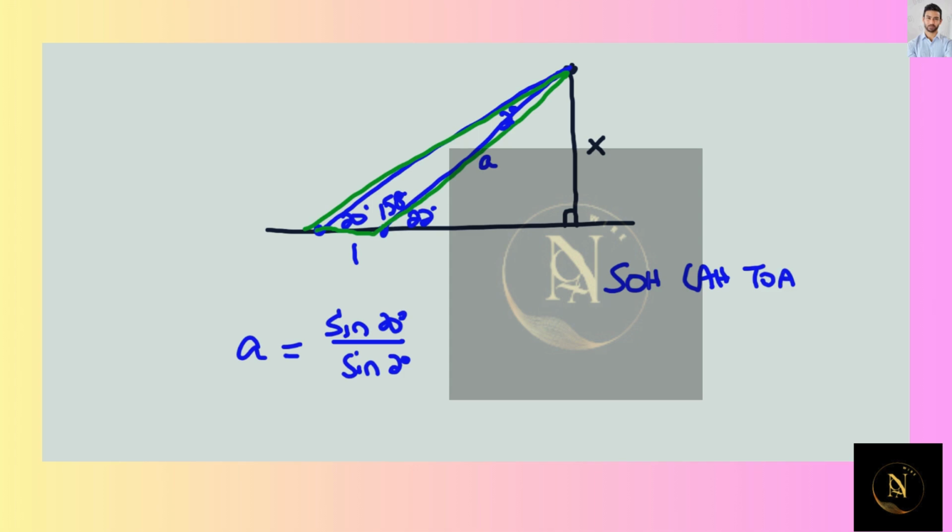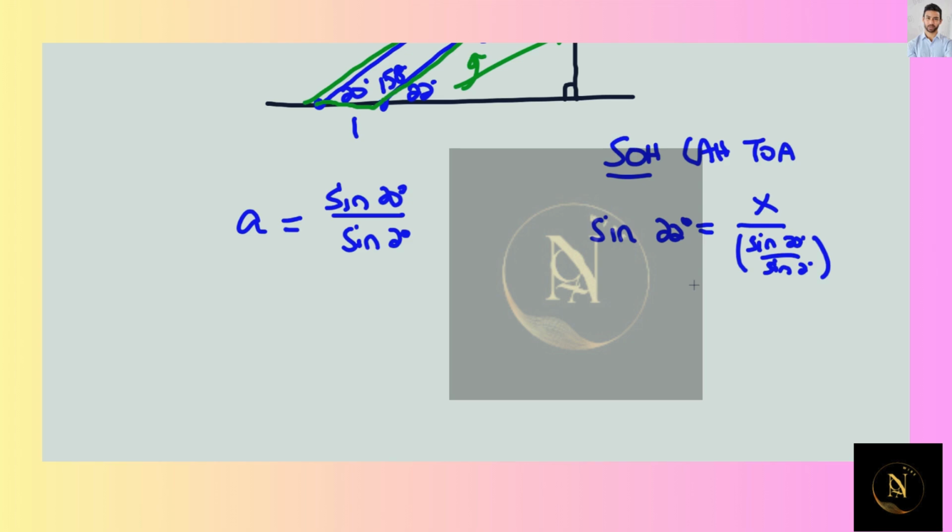And from the 22-degree angle, we want to find the opposite, and we just found the hypotenuse, so that is sine. So we can say that the sine of 22 degrees is equal to opposite over the hypotenuse, which we found to be sine 20 over sine 2. Cross multiply that, the sine of 22 degrees times the sine of 20 over the sine of 2.